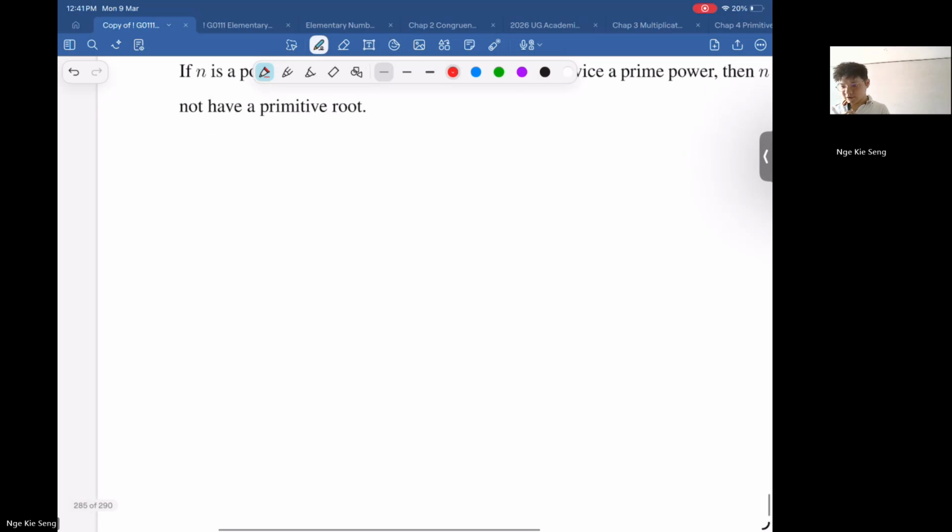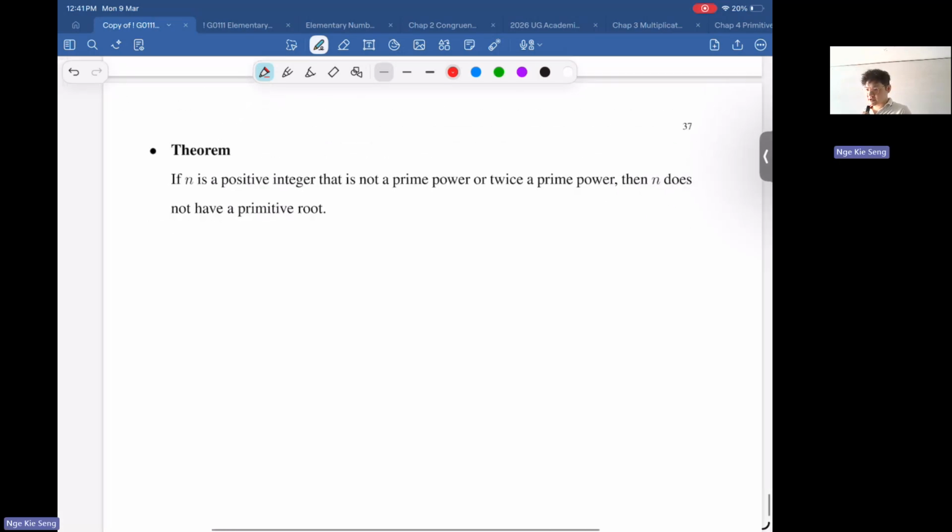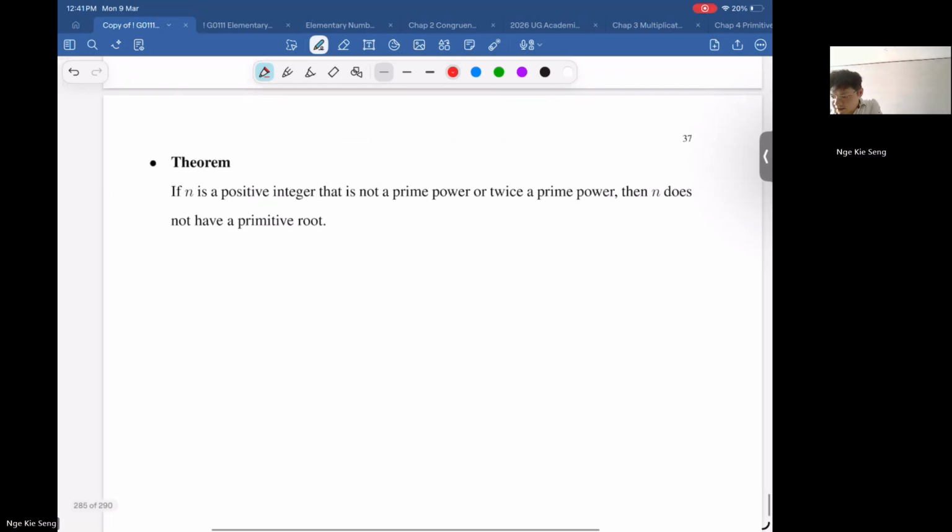Okay, let's go a bit further before we finish today's lecture. So next theorem is: if n is a positive integer that is not a prime power or twice a prime power, then n does not have a primitive root. Wow, this theorem is kind of very strong.